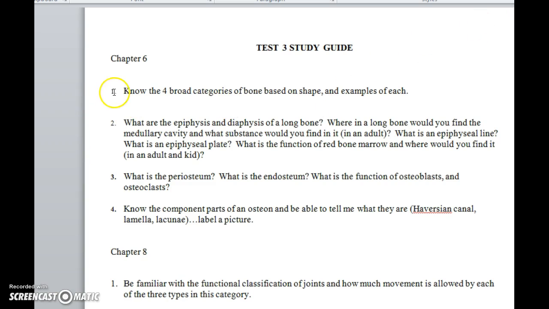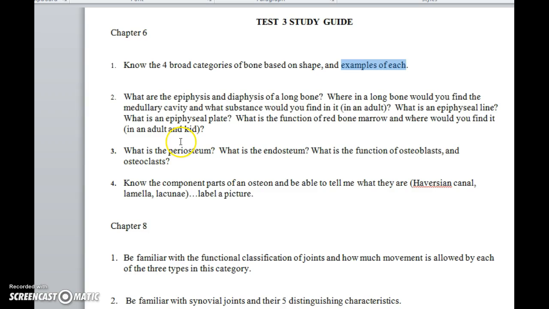So we've got chapters 6 and 8. Remember, nothing from chapter 7. That's the bone stuff we're kind of in the middle of in lab. Know the four broad categories of bone based on shape. It's easy. And an example. Sometimes they ask you for an example of each. Sometimes I don't. There's long and short, so they're not fancy terms or anything like that.